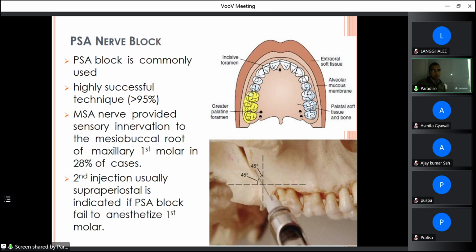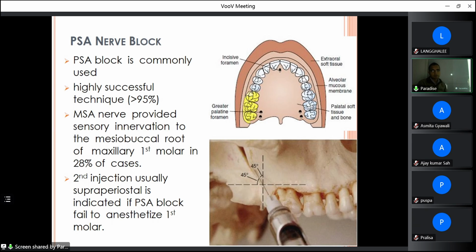While giving a PSA block, you have to insert the needle through the buccal vestibule of 7 and penetrate about 16 mm. The bevel should be towards the bone. You have to aspirate in two directions. First, aspirate. If it's negative, rotate the syringe by 90 degrees and aspirate again. If it is negative, then you can deposit about 1.8 ml of local anesthesia. The rate of deposition should be slow.